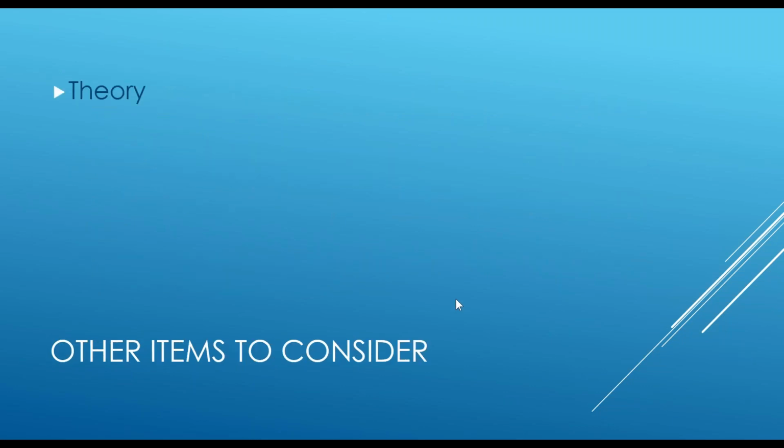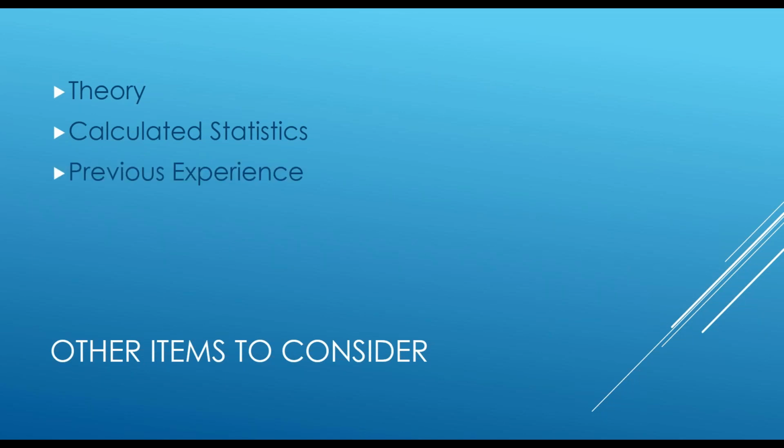Other items to consider is theory. Theory is, does it make sense in what has happened, and theoretically what has happened in the past, and that's something we'd want to take a look at. Calculated statistics, maybe you have calculated statistics from a subject matter expert on your particular sample size. Previous experience, huge, okay? What are the chances of this happening again? What are some of the situations we're going to have? Expert opinions, of course. Expert opinions are super important throughout the whole process, really.